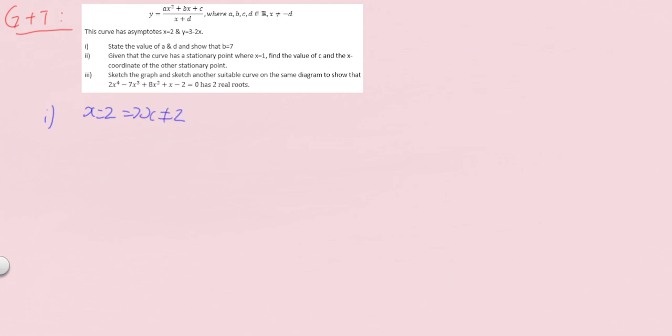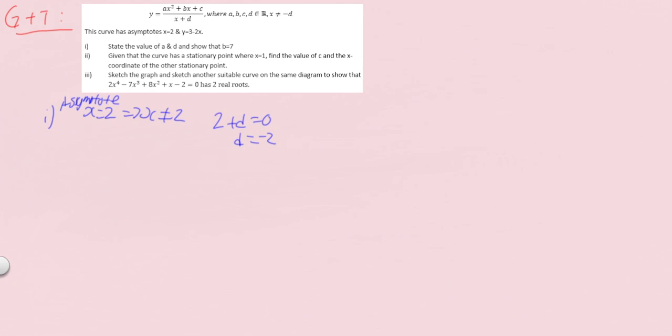Right? So because x cannot be 2, it means that we cannot divide by 0, right? Because that's the idea of vertical asymptotes. So, x plus d cannot happen at x equals 2, which means d equals minus 2. Now, state the value of a.